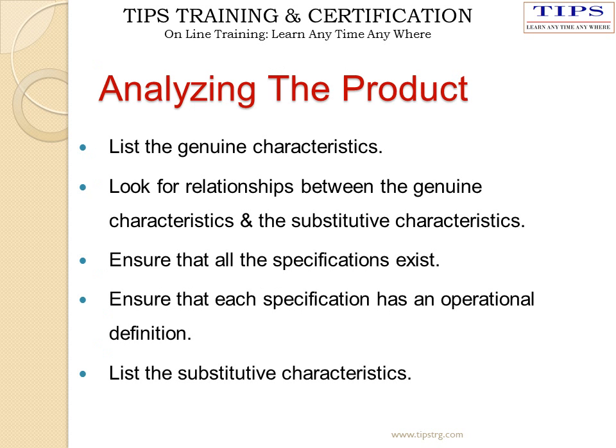Analyzing the product. First, list the genuine characteristics, that are A-level characteristics, or these are the characteristics which really contribute to the functional aspects. Look for relationship between the genuine characteristics and the substitute, that is secondary level characteristics. Ensure that all the specifications exist. Ensure that each specification has an operational definition. List the substitutional characteristics.